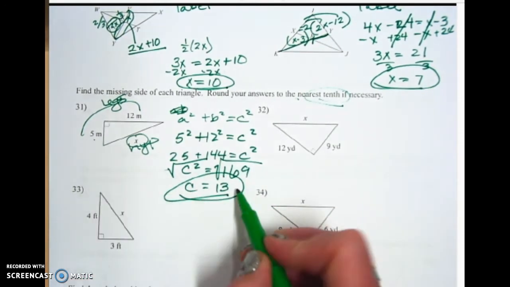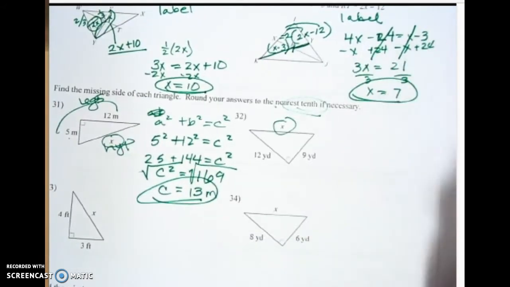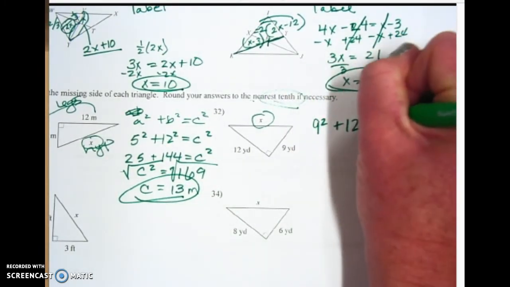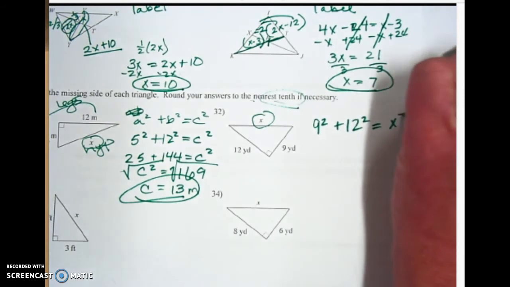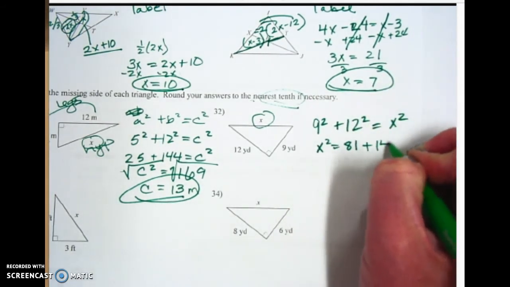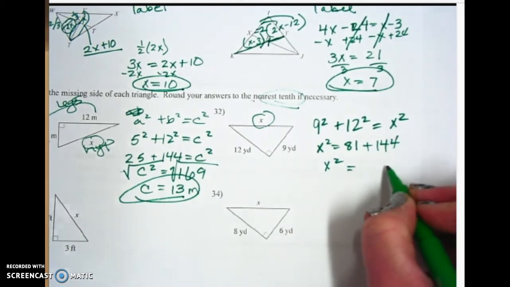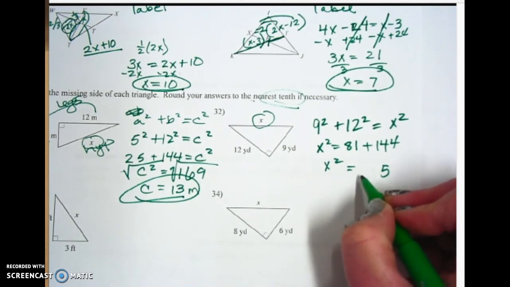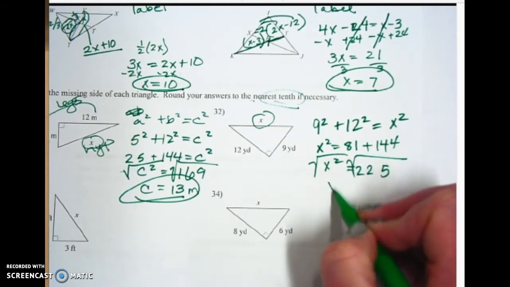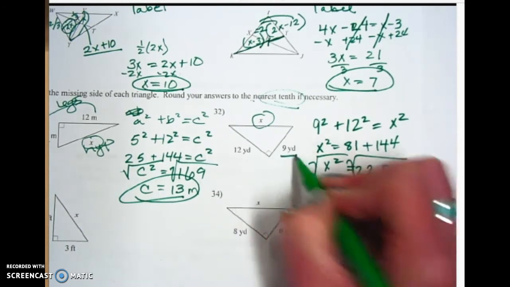And this one was in meters. This missing side is the hypotenuse again, so that's going to go in for our c. We're going to have 9 squared plus 12 squared equals x squared. So x squared is equal to 81 plus 144. So x squared is equal to 225. We take the square root of both sides. We get x equals 15. And this one was in yards.